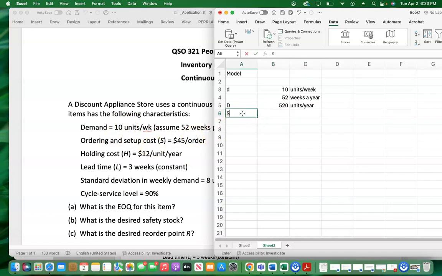We are also given S, which is the ordering cost per order, and in this case it is $45 per order. Also, we are given the holding cost per unit per year, and that is $12. It is per unit per year. And then we are given lead time, which is 3 weeks.